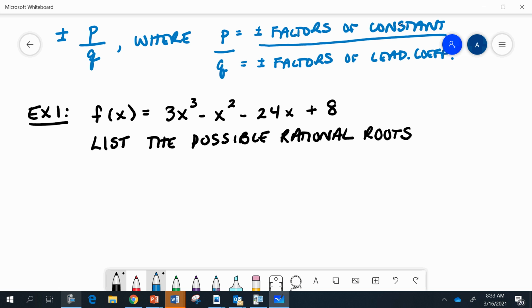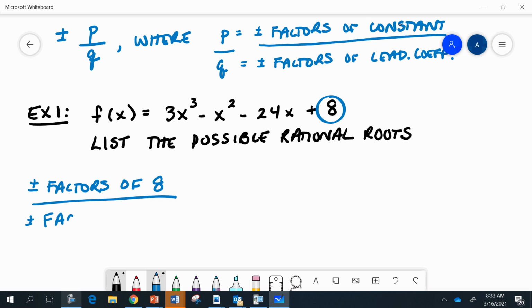All right, so when we do this, we are going to list out plus or minus factors of the constant term. So what's the constant term? The constant term right here is 8. So we're going to list out plus or minus factors of 8 divided by plus or minus factors of the leading coefficient, which is 3.